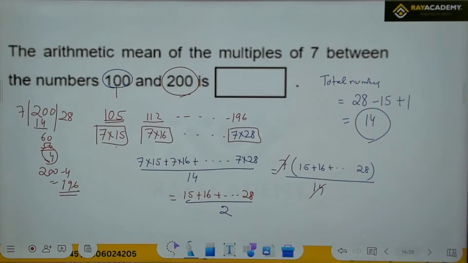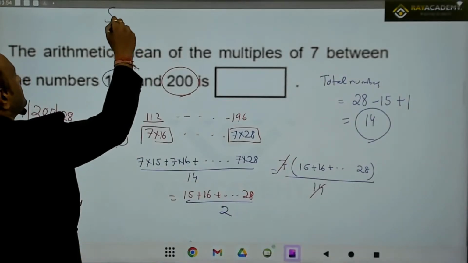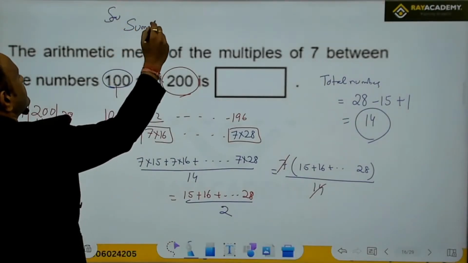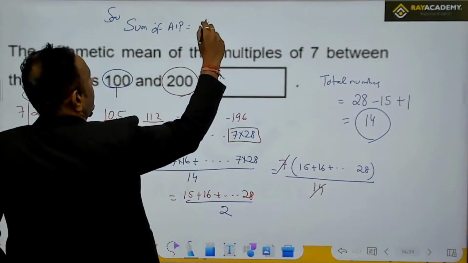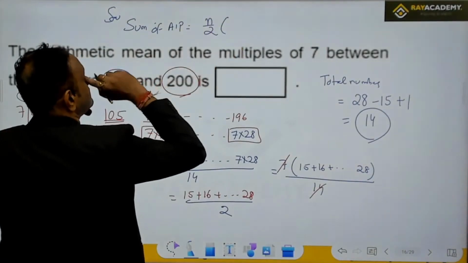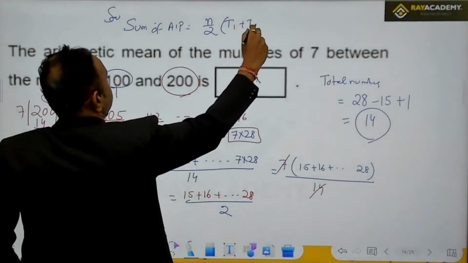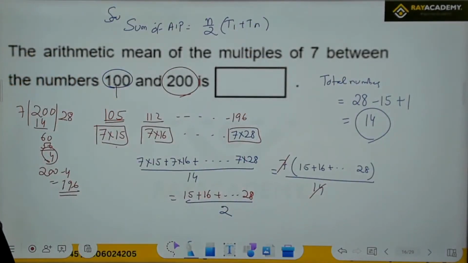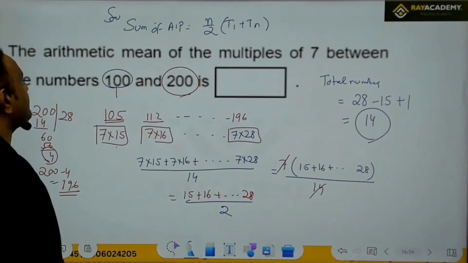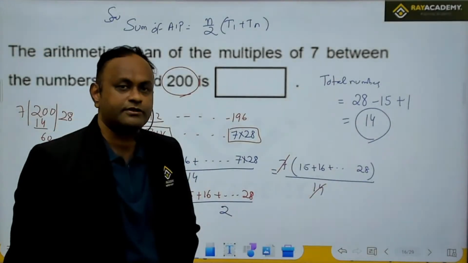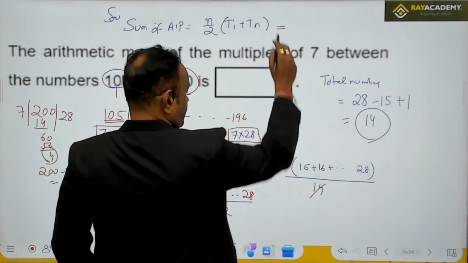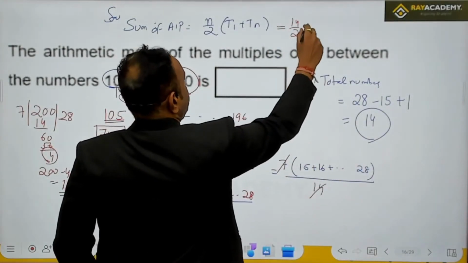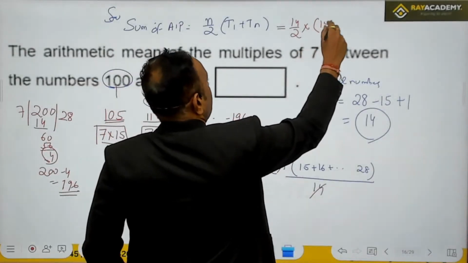Now this is an AP, so we use the sum of an AP. You have studied arithmetic progression, but still remember: the sum of an AP is n by 2 into first term plus last term, where T1 is the first term and Tn is the last term. Other formulas exist, like n by 2 into 2a plus n minus 1 into d, but since we know the first and last numbers, you can directly put them. So n is 14, 14 by 2 into first number 15, last number 28.